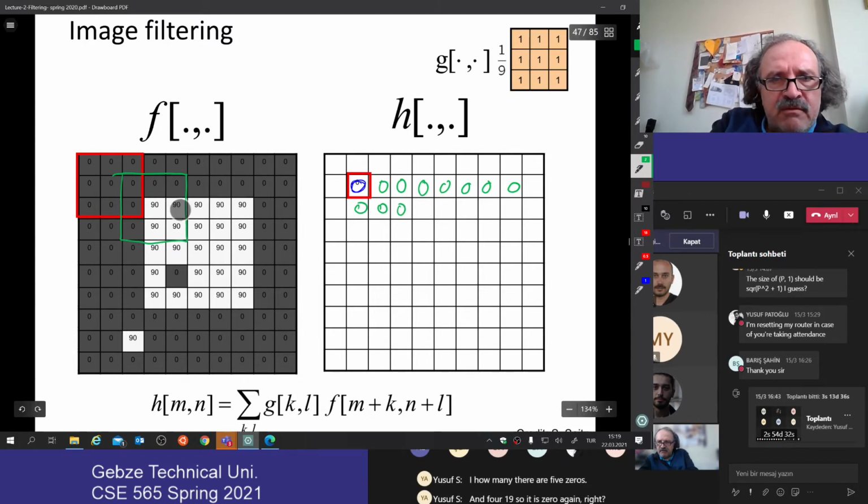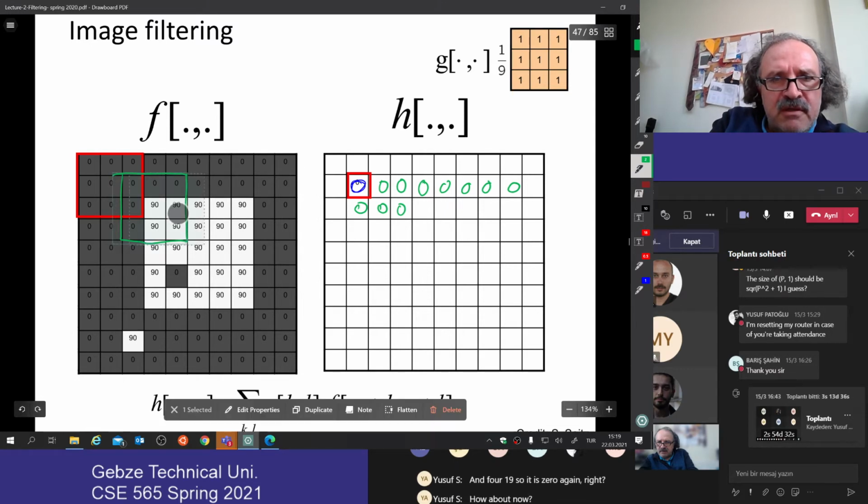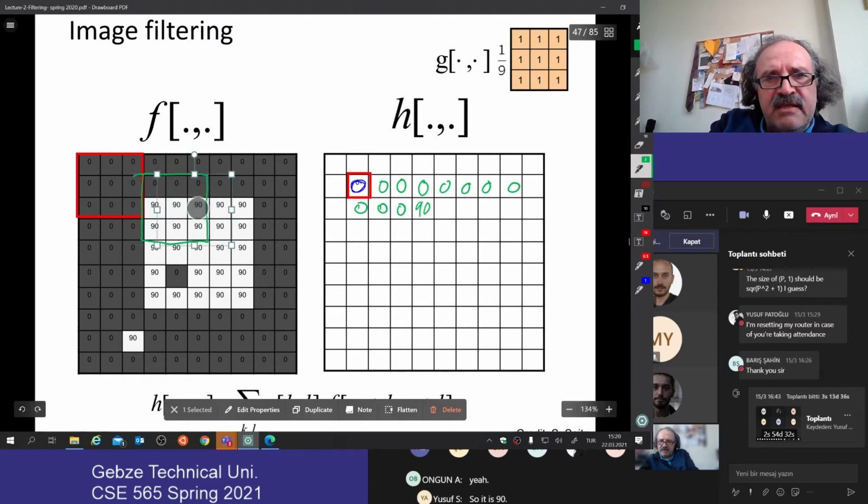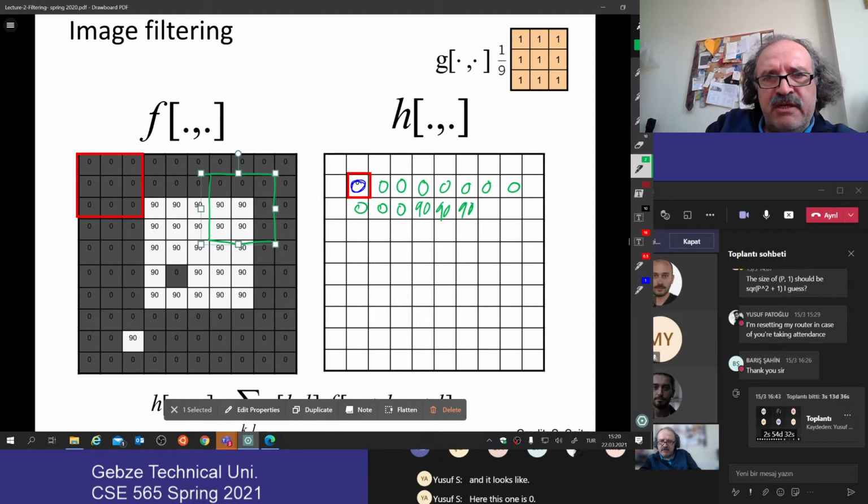How about now? It is 90 now, right? Is that correct? Yes. So it is 90. If I move it like that, 90 again, 90, and it looks like here this one is 0. Is that correct?